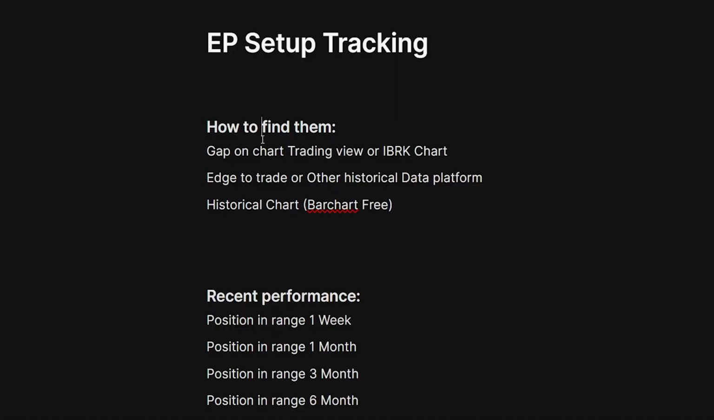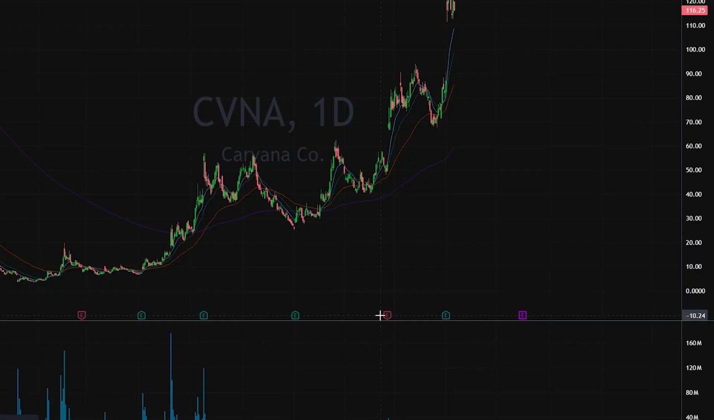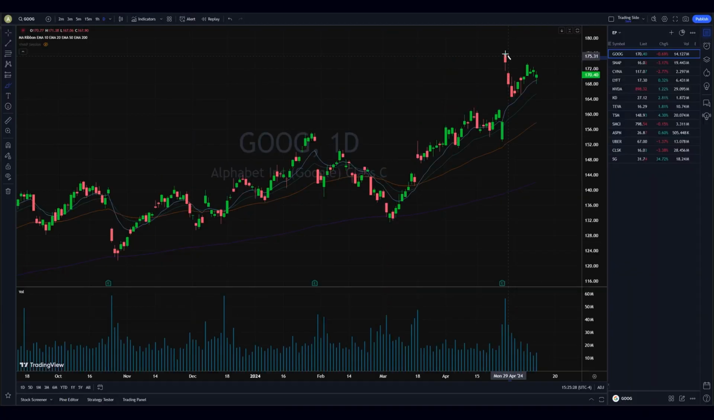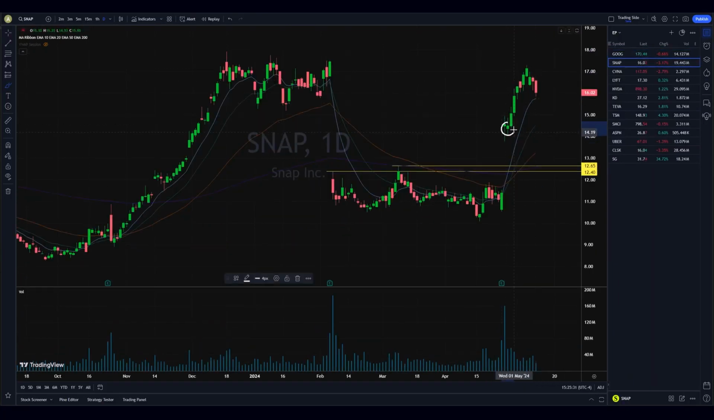When it comes to tracking this setup, because it's something that's really easy to track, the first thing I would do is go look at the gap on the chart in TradingView or even IBKR, because it shows you the earnings on all of these charts. So this is a simple way that you can really track these setups or go and review.